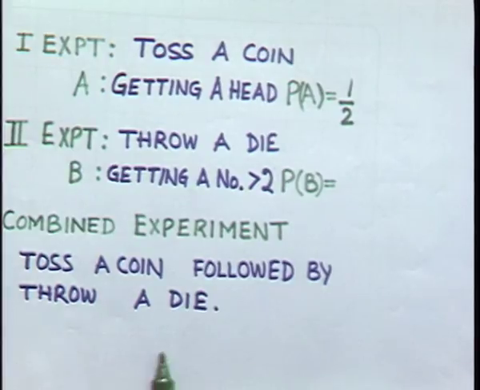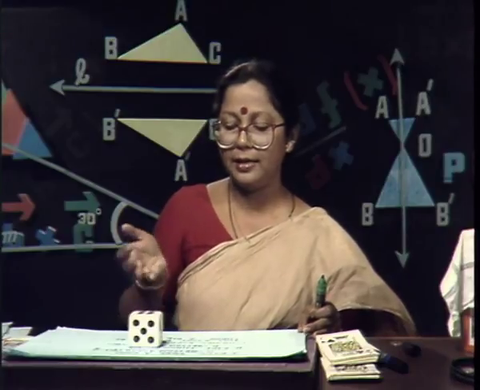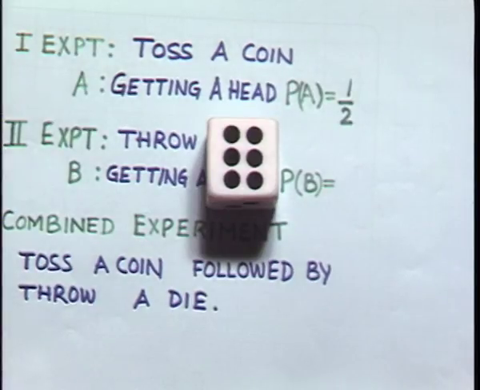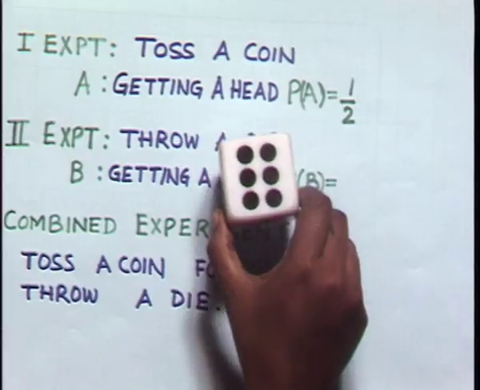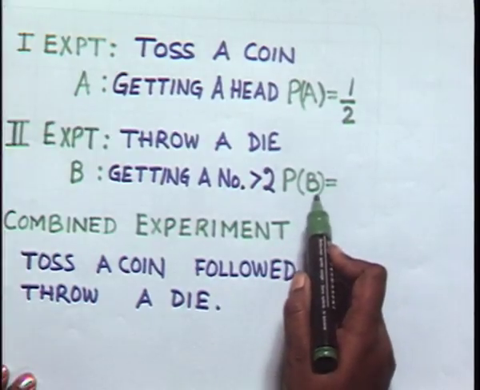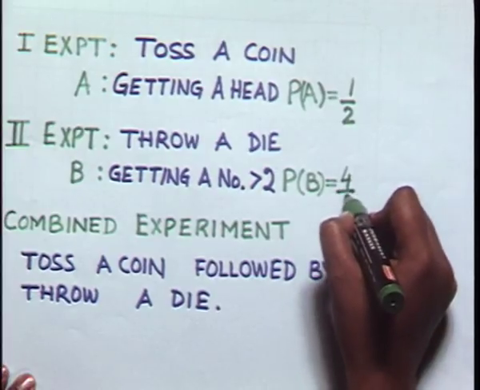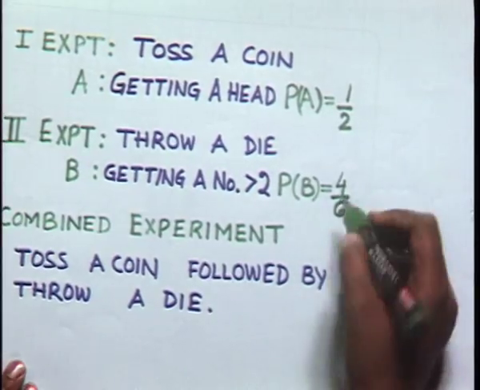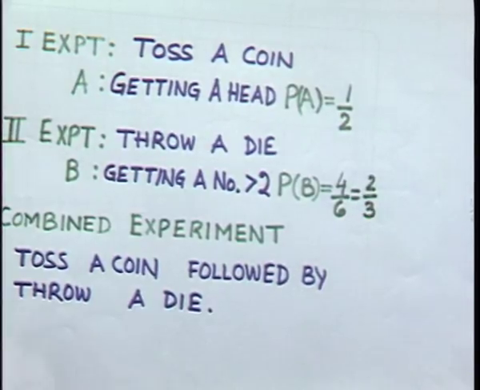We perform another random experiment. This experiment is throwing a die and getting a number greater than 2. There can be 4 equally likely outcomes for this event. So, this event has 4 favorable outcomes, therefore, probability of event B is equal to 4 upon 6, or it is equal to 2 by 3.